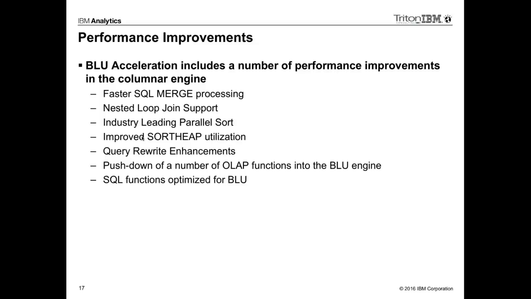But when we ran this in BLU prior to version 11, it wasn't very efficient. The next one is nested loop join. That wasn't even available to BLU. That wasn't even an option for one of the join algorithms.